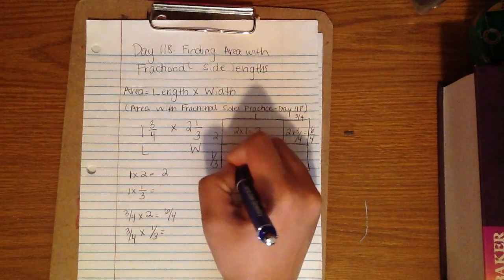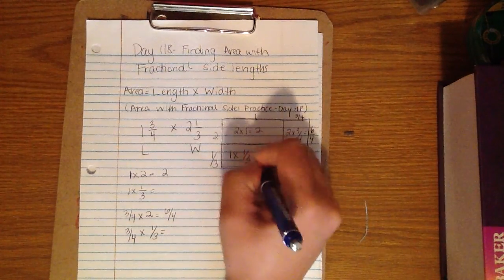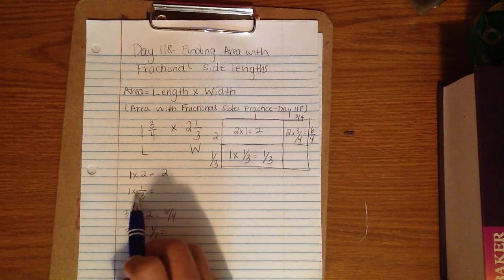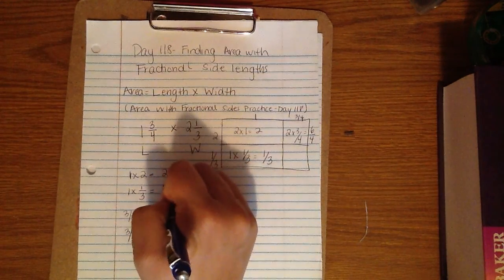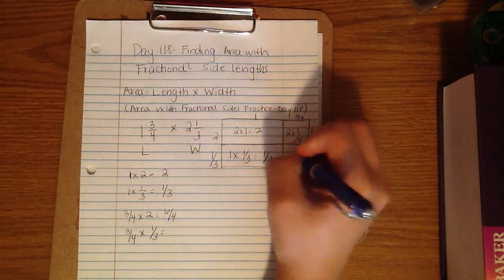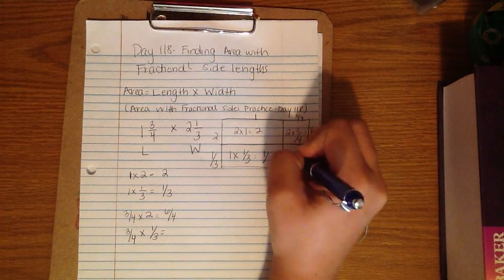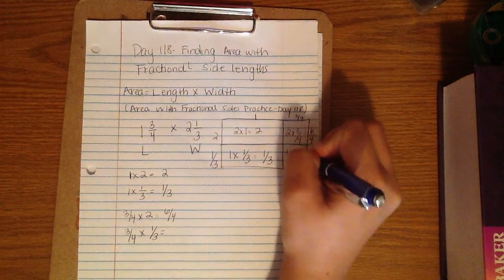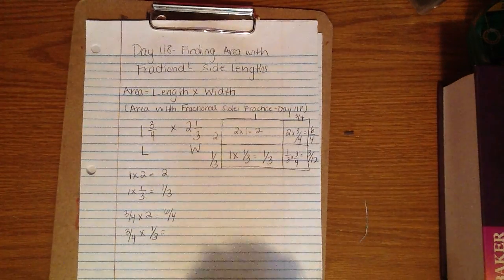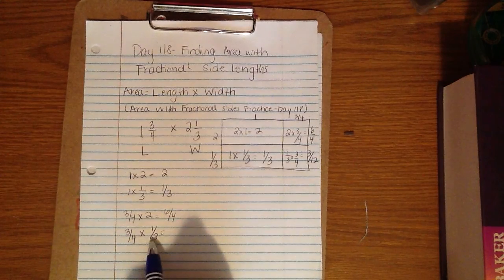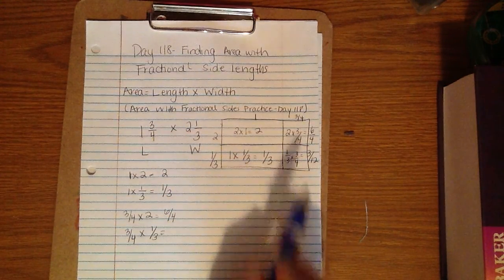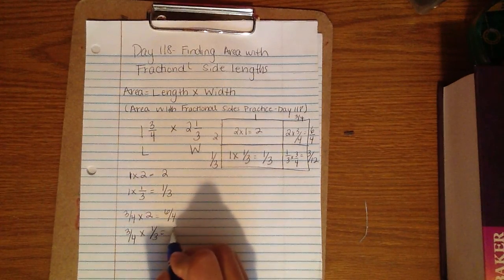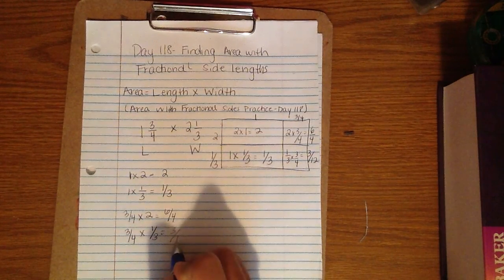Right here, I have 1 times 1/3, which equals 1/3. Same equation here. 1 times 1/3 equals 1/3. Over here, I have 1/3 times 3/4 equals 3/12. Same thing here. 3/4 times 1/3. Same equation, just written in a different order. 3 times 1 is 3. 4 times 3 is 12.